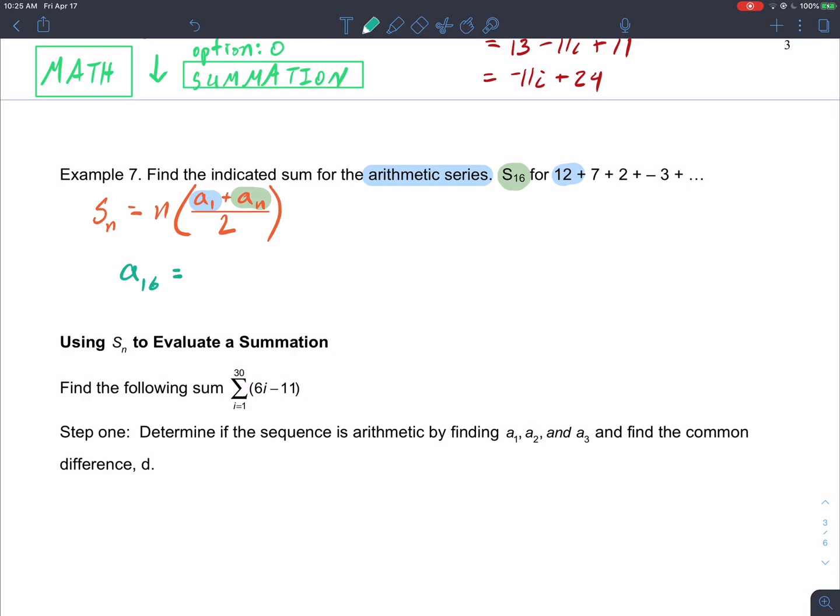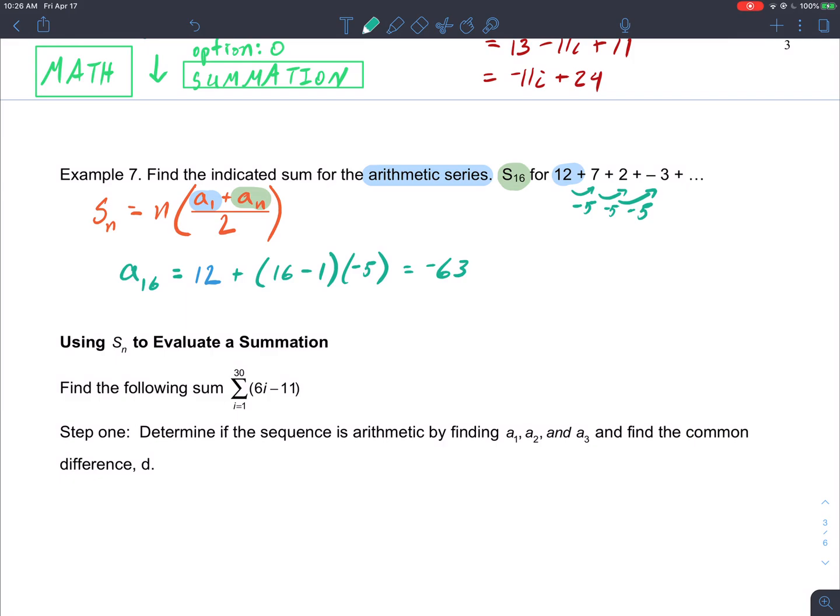Well, in order to calculate a sub 16, I take the first term, which is 12, and add to that 16 minus 1 times d. So I need d. What is my common difference? Well, since it's arithmetic, it looks like we are going down by 5 each time. So d is negative 5. You're going to get to hear my dogs fighting over here. So if d is negative 5, then simplifying here gives me negative 63 for my a sub 16.